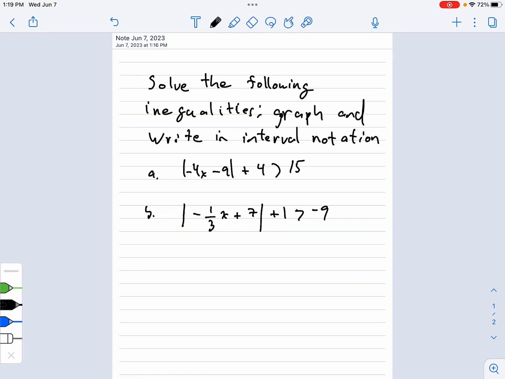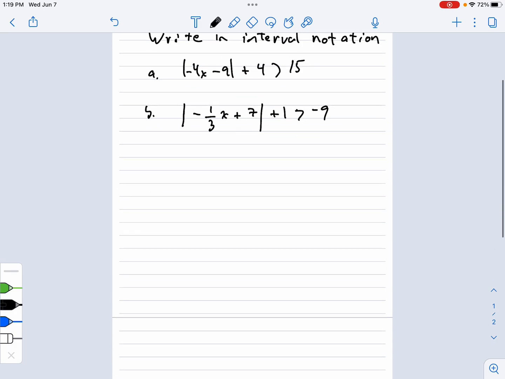All right, solve the following inequalities, graph and write an interval notation for your solutions is what I meant there. All right, so let's take part A. Absolute value of minus 4x minus 9 plus 4 is greater than 15.